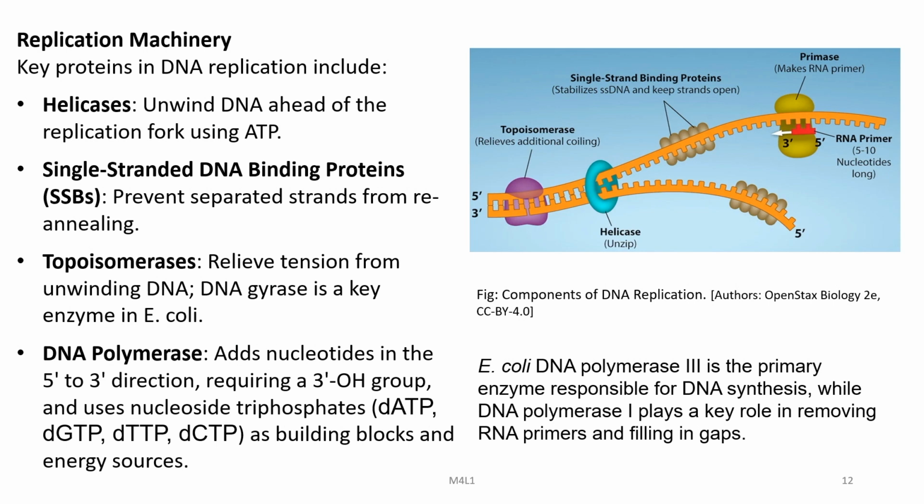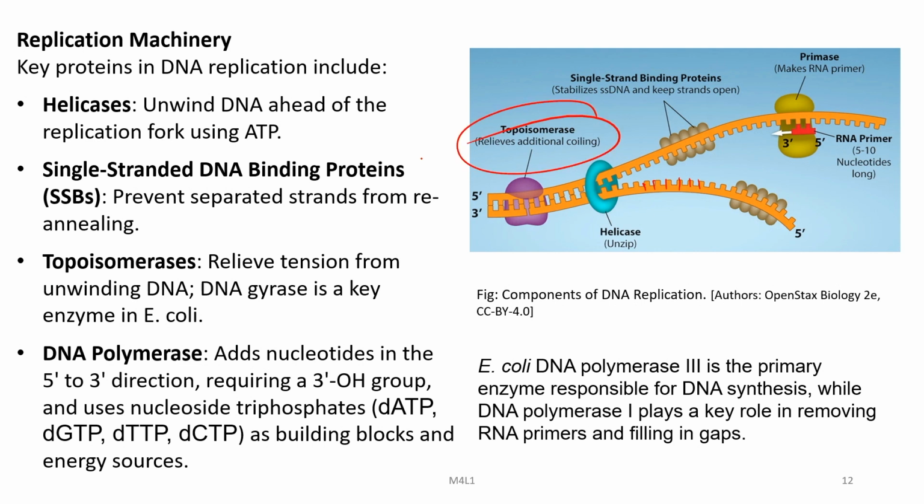Then there are certain proteins known as single stranded DNA binding proteins or SSBs. So, since these are the bases as depicted in this diagram, once the helicase opens the DNA double strand, because of complementarity, they will again form a double stranded structure. To prevent that, the single strand binding proteins will stabilize the single stranded DNA and keep the strands open. So, basically they prevent separated strands from re-annealing.